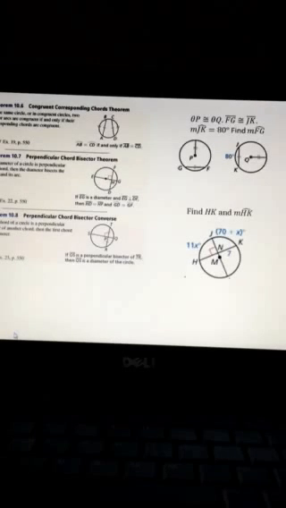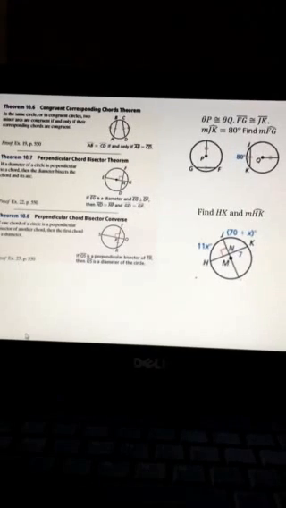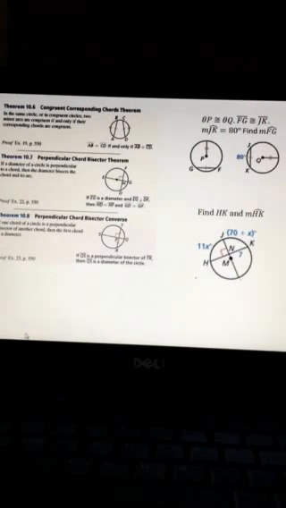Using chords. So we've talked about what it means to be a chord. Today we're going to be talking about how to actually use some of the theorems to go along with the chords. So the first theorem we're going to look at is talking about congruent corresponding chords. And this is pretty much common sense.